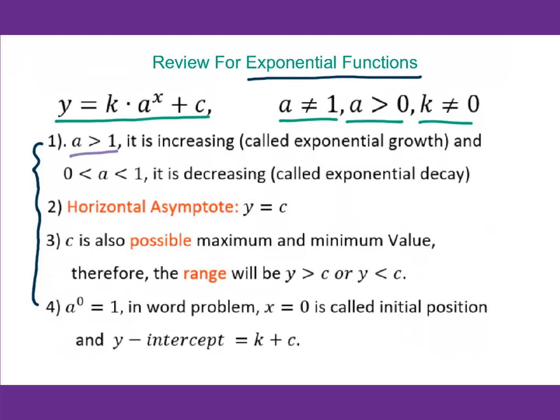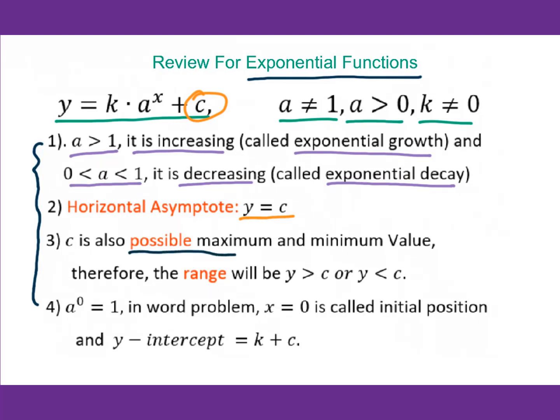When a is greater than 1, it's an increasing function, which we call exponential growth. When a is between 0 and 1, it's a decreasing function called exponential decay. The horizontal asymptote will be y equals this constant number. This constant number we also call the possible maximum or possible minimum value.